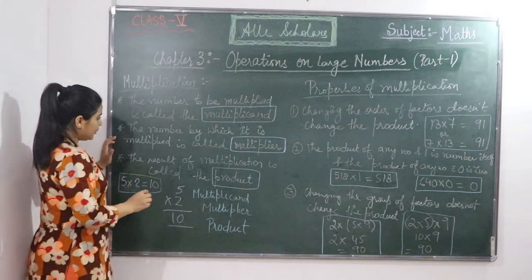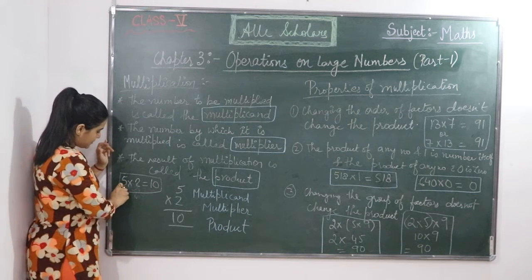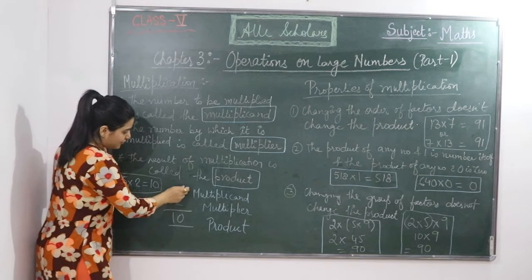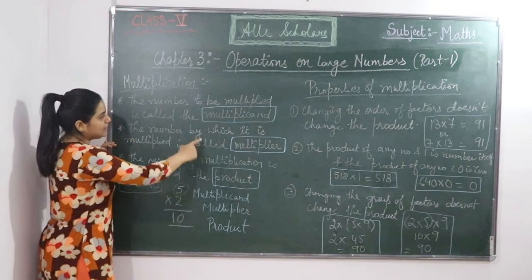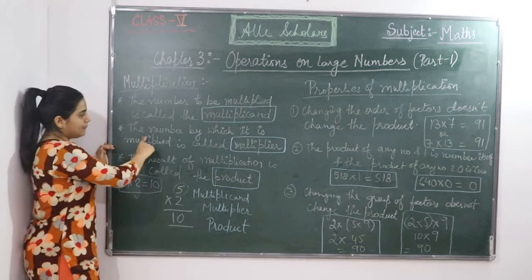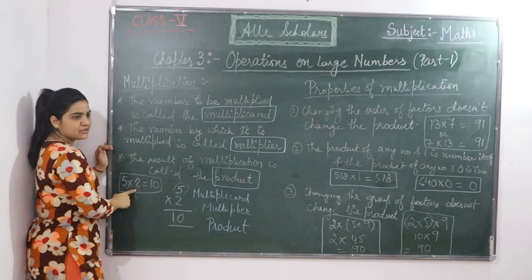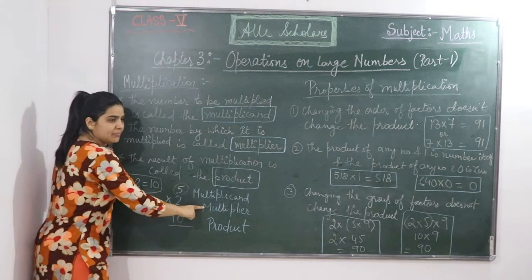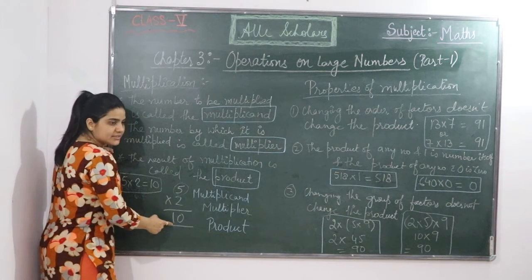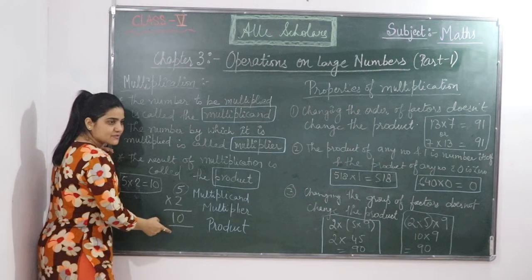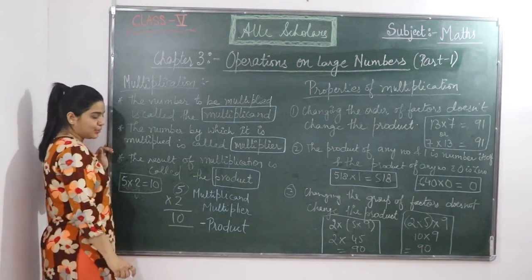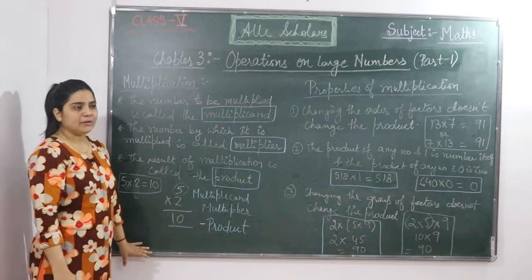Okay? So let's see. Suppose we have 5 into 2 is equal to 10. Okay? So 5 will be the multiplicand because this is the number to be multiplied. And by which it is being multiplied? 2. So 2 will be the multiplier. And what result do we get? 5 into 2 gives you 10. So the result that we got is called the product. Okay, so this is how we do multiplication.